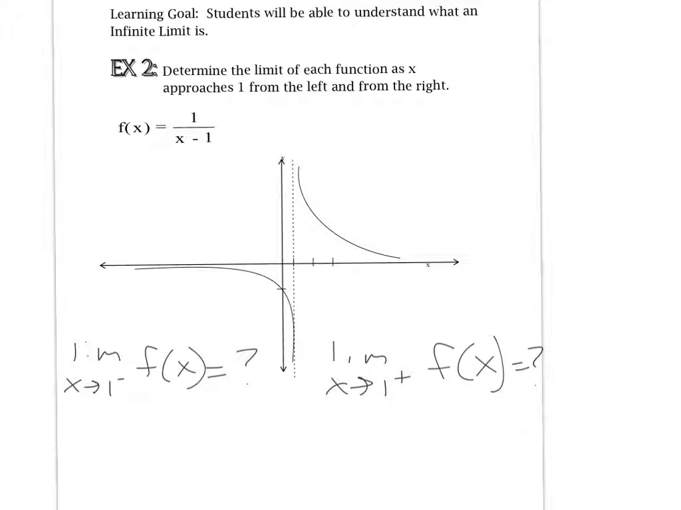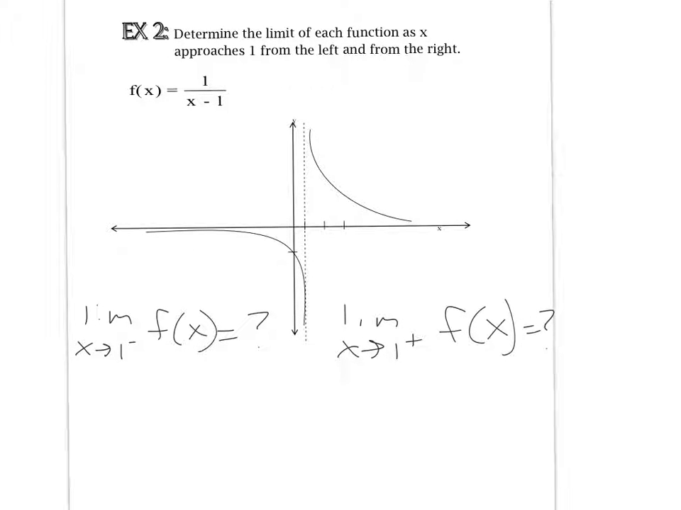Okay, so hopefully you saw that from the left at 1, it's going down to negative infinity. So this should equal negative infinity. And from the right, it's going up and up and up to positive infinity. That's really all there is to these questions. I'm not trying to trick you or anything here. But let's give you a little bit different one on the next page.